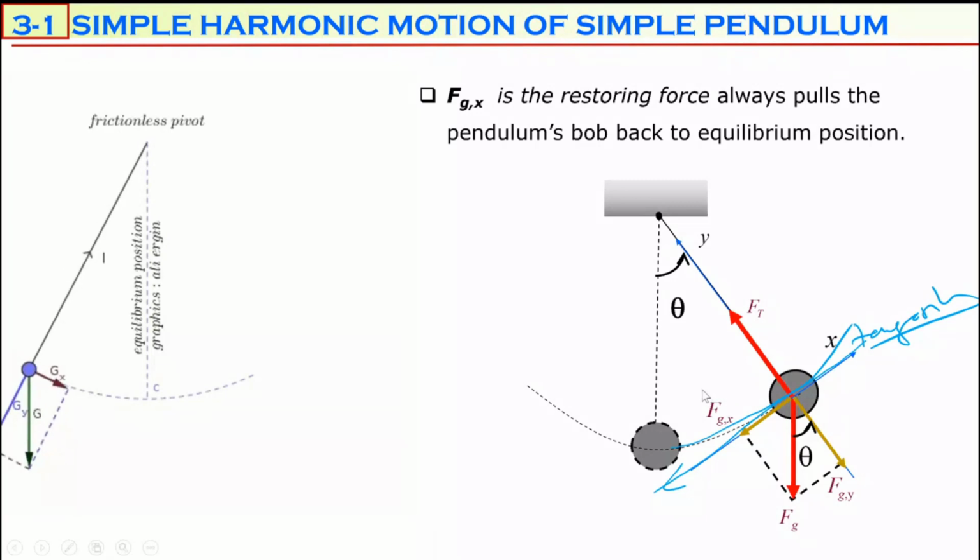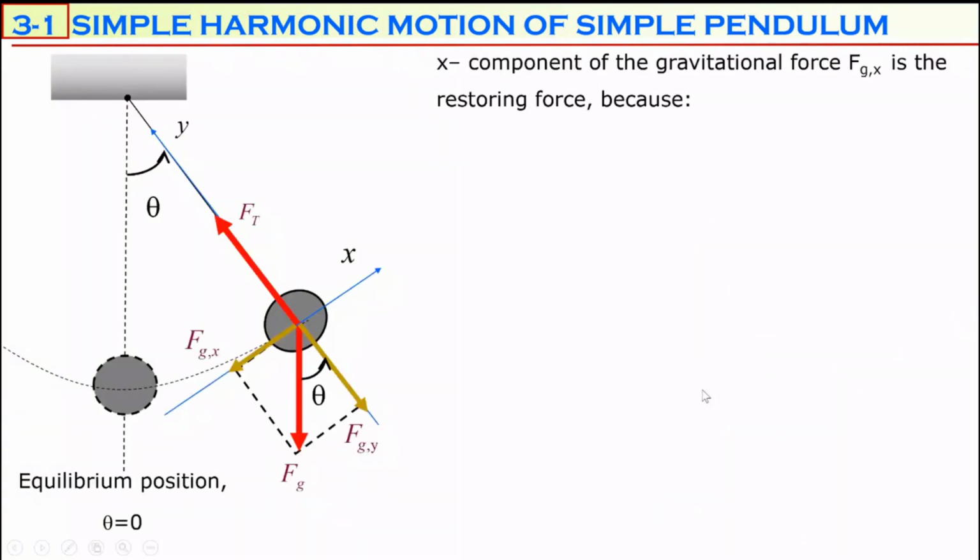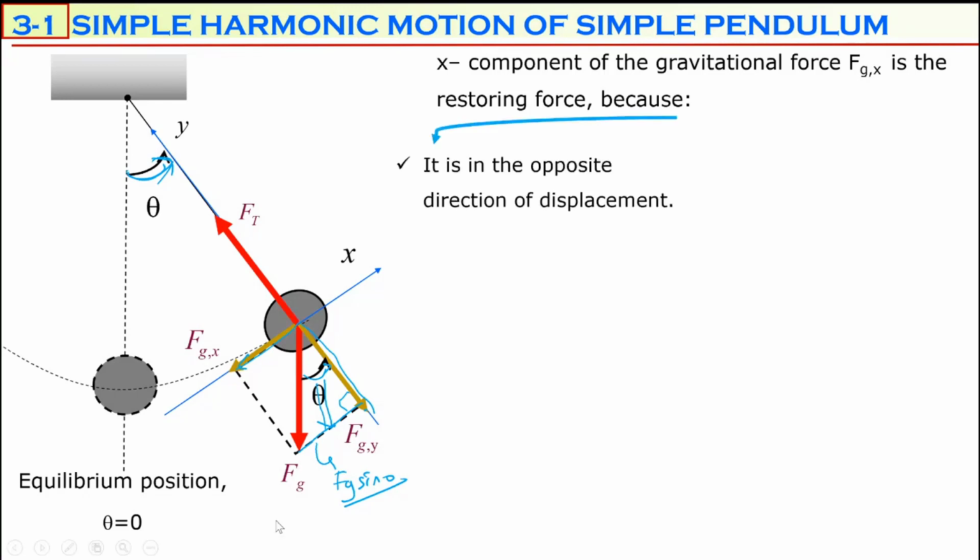So how can I find it? How can I find this Fgx? Here's a right angle triangle. Whatever this angle is, theta, that angle also will be theta. So here you see a right angle triangle. And Fgy is this part, Fgx is that side. So Fgx is the opposite side of the angle. The opposite leg is calculated by what? Fg, the hypotenuse, multiplied by sine theta. So Fgx is calculated by Fg times sine theta.